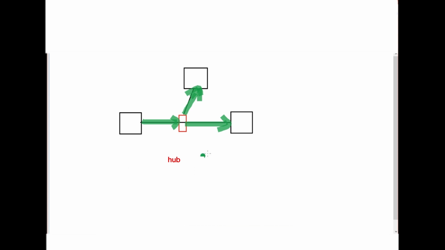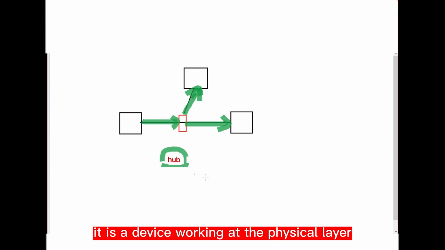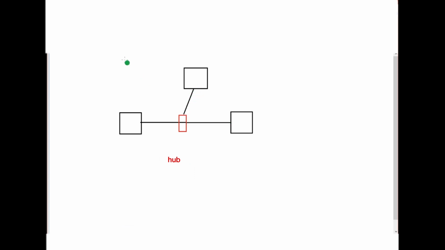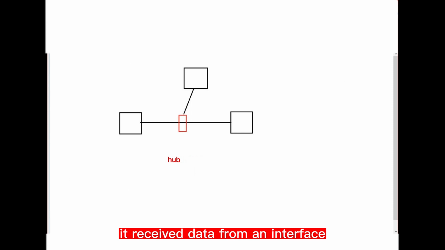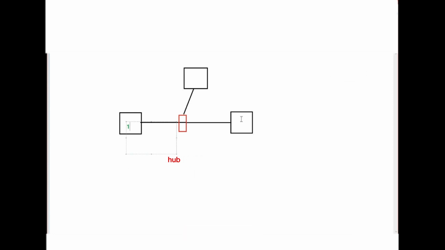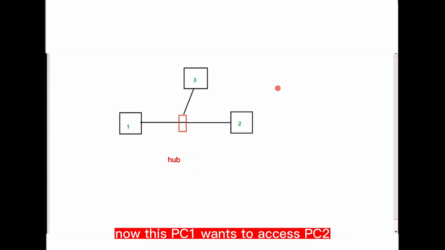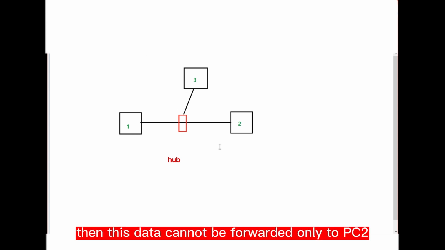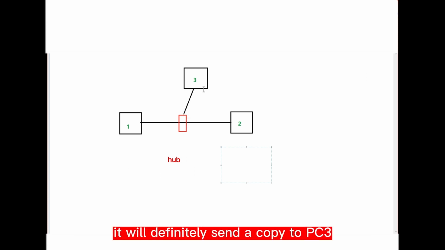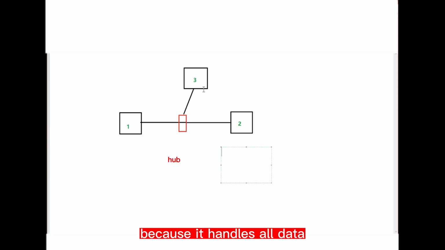Well, first thing to know: it is a device working at the physical layer. Actually, it will only perform simple flooding processing on the data. This flooding refers to when it receives data from an interface, it copies and sends a copy to the other interfaces. For example, now this PC1 wants to access PC2, not PC3. Then this data cannot be forwarded only to PC2. It will definitely send a copy to PC3, because it handles all data. All other interfaces get a copy.